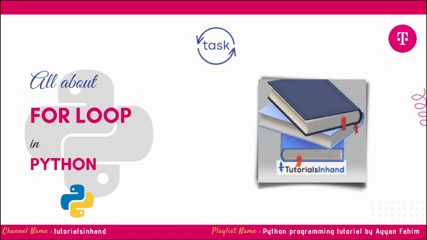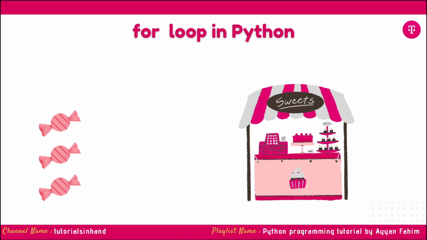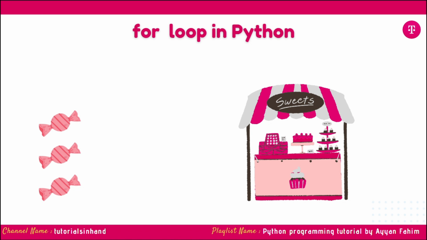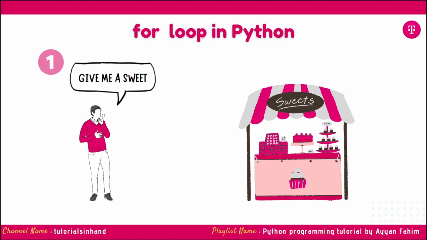First of all, before directly moving on to the programming part, let's take a real world example so that we can understand it in a better and more interesting manner. Let's say you wanted to buy 3 sweets from a shop. What would be your approach? One approach would be that you go to the shop and tell them to give 3 sweets, right? But another approach is that you go to the shop and the first time you tell them, give me a sweet. When the shopkeeper gives you one sweet, then the second time you tell them again, give me a sweet.